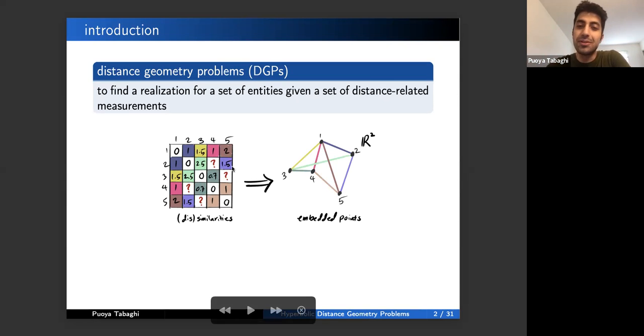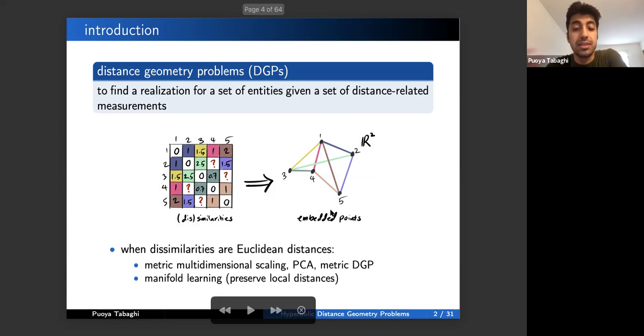Okay, so here's an example of a DGP. For a set of 5 entities in an application, you can have a set of dissimilarity or similarity measurements between these pairs of points, and you might have some missing measurements here as well. And the goal is to find a realization, for instance, in R2 that best represents these measurements. So if the dissimilarities are, for instance, Euclidean distances, then you can think of multidimensional scaling, PCA, and other variants of metric DGPs as variants of DGP solvers.